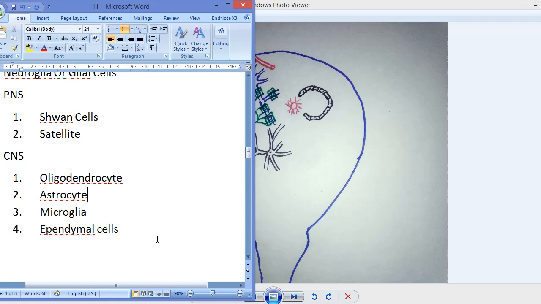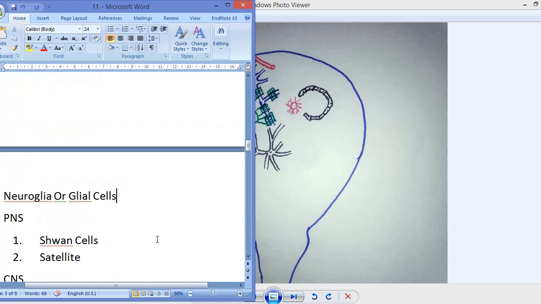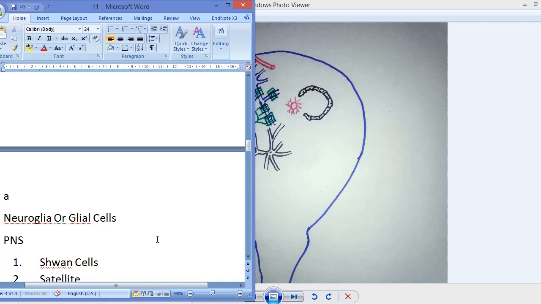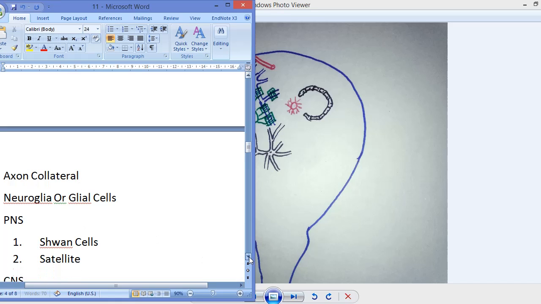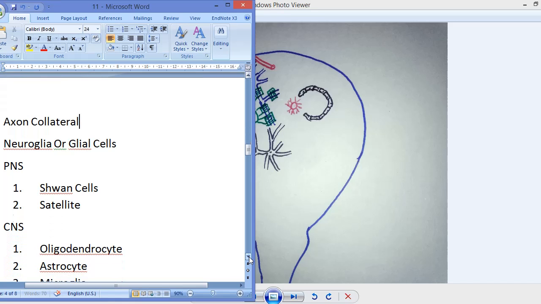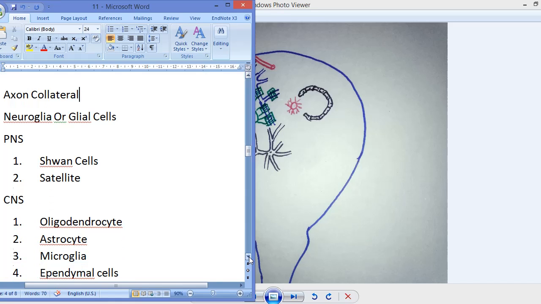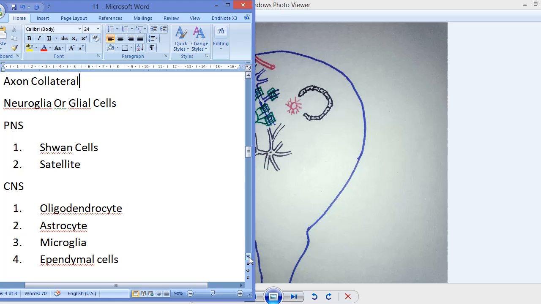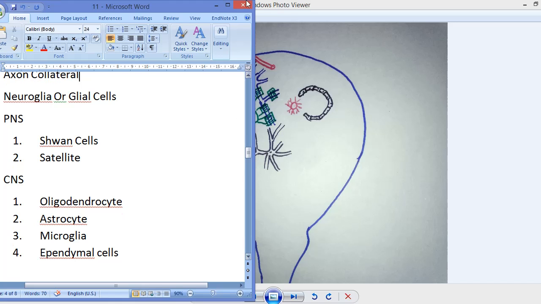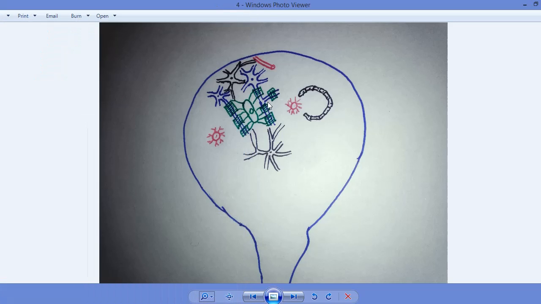I'm going to write it here, axon collateral. Axon collateral also provides information to the nearby neurons, but axon collateral is not present in each and every neuron. Only some neurons contain the axon collateral.